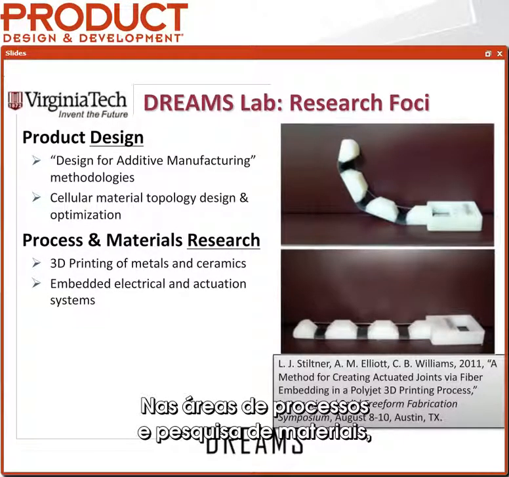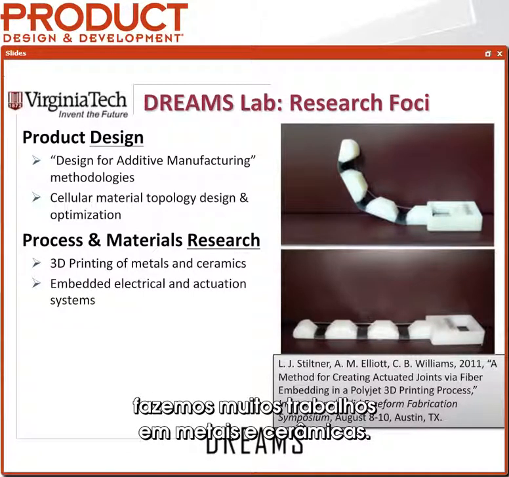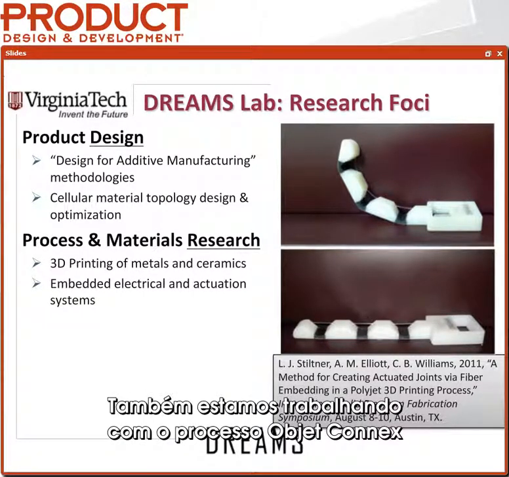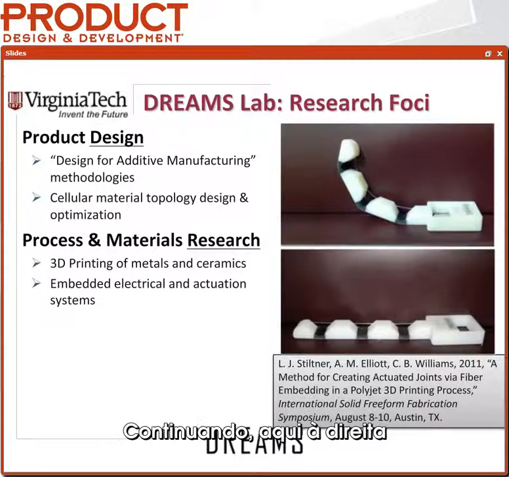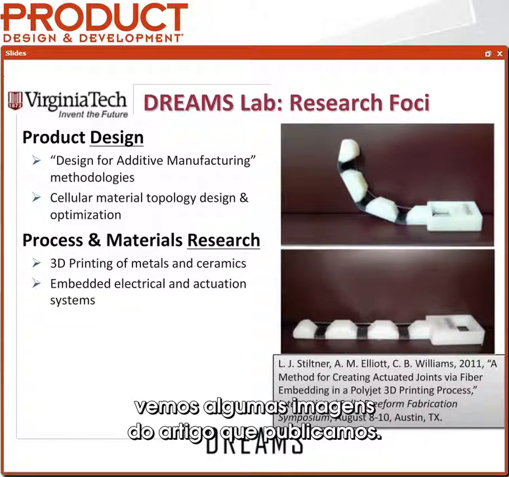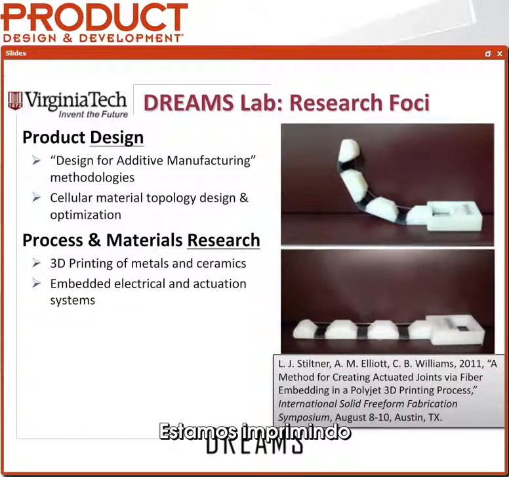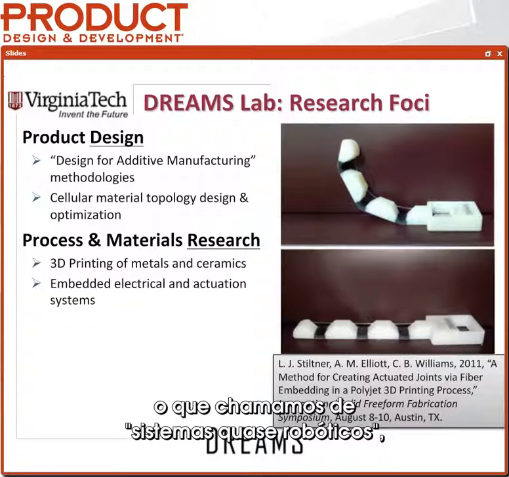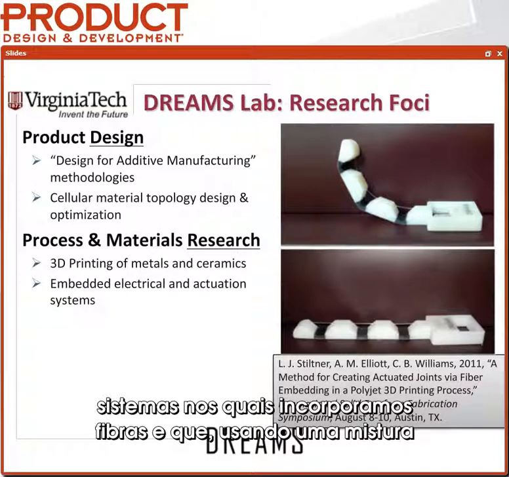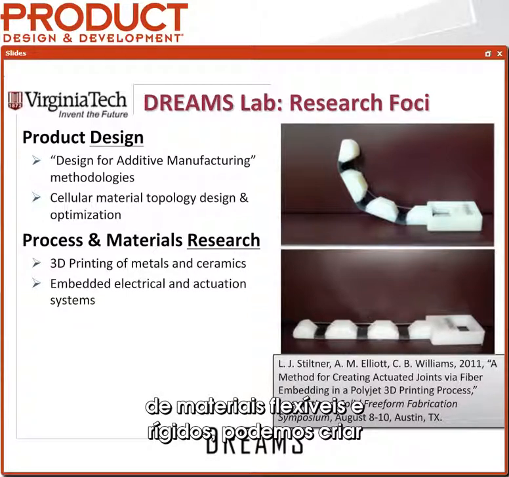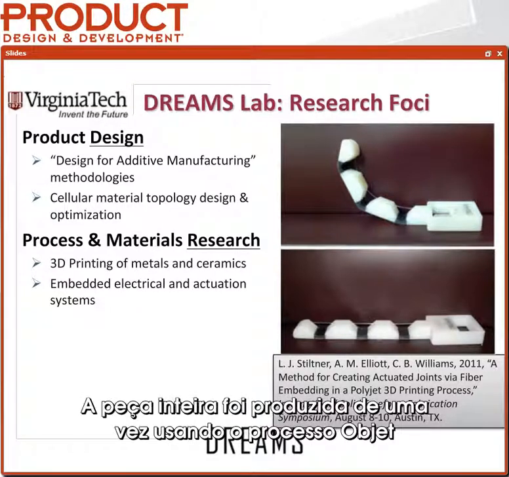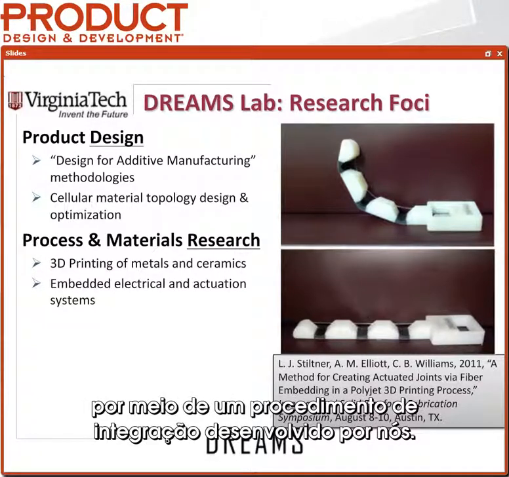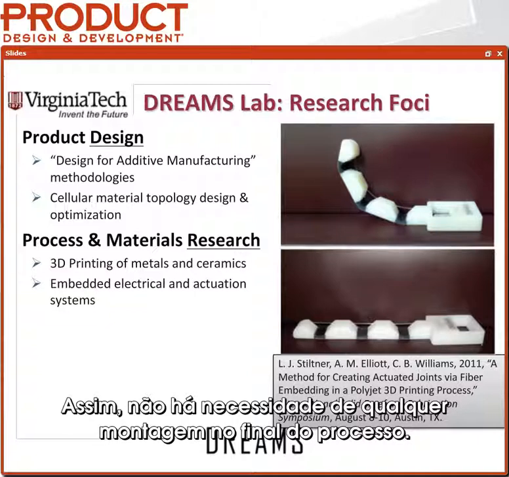In the areas of process and materials research, we do a lot of work in metals and ceramics. We're also working with the Objet Connex process to look at embedding electrical systems and actuation systems. So again, here on the right, you'll see some images from a paper that we published, where we're printing almost like robotic systems that we've embedded fibers in, and using that mixture of flexible material and stiff material, we can make appendages that can move. That entire part was made at one time using the Objet process through an embedding procedure that we developed. So that's no assembly at all after that process.